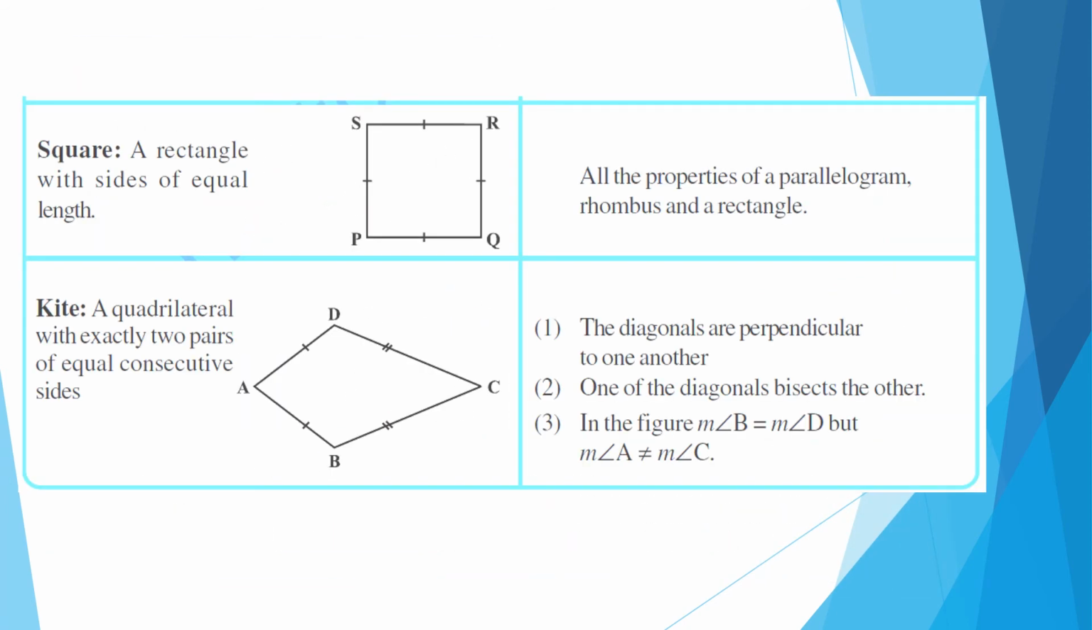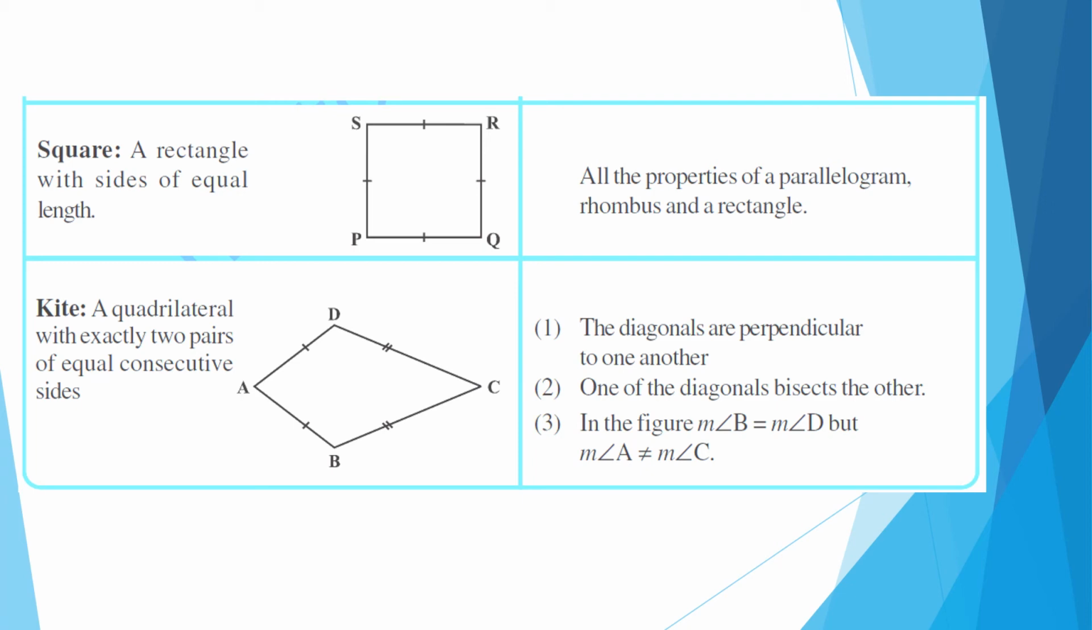to the next type of quadrilateral, that's a square. It is a rectangle with sides of equal length. A square is a special type of rectangle. Do you know that? So if it is a special type of rectangle, it must have all the properties of a rectangle as well as all the properties of a parallelogram. So it is written that all the properties of a parallelogram, rhombus and a rectangle make a square.